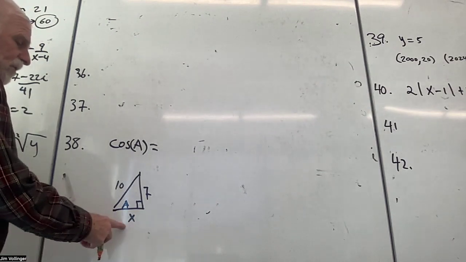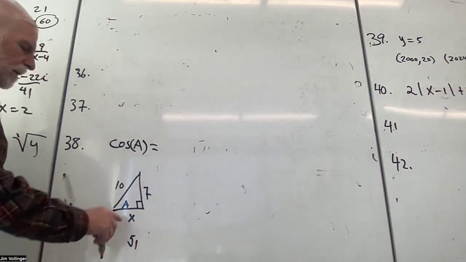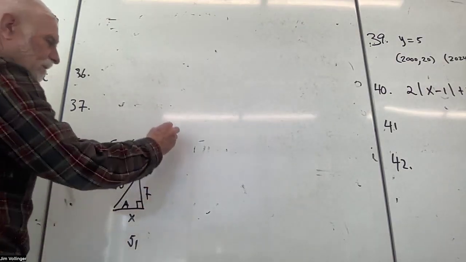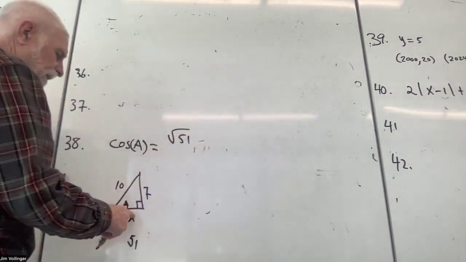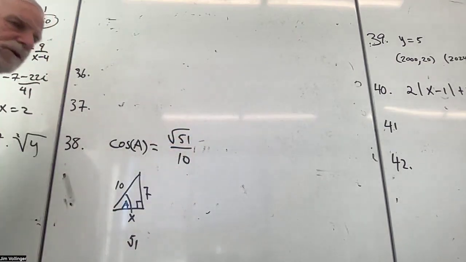All right, so we need to solve for x. We got 149, so this is 51 units of area. So x is the square root of 51, and that's the adjacent side to the angle, divided by 10. Done a bunch of those.